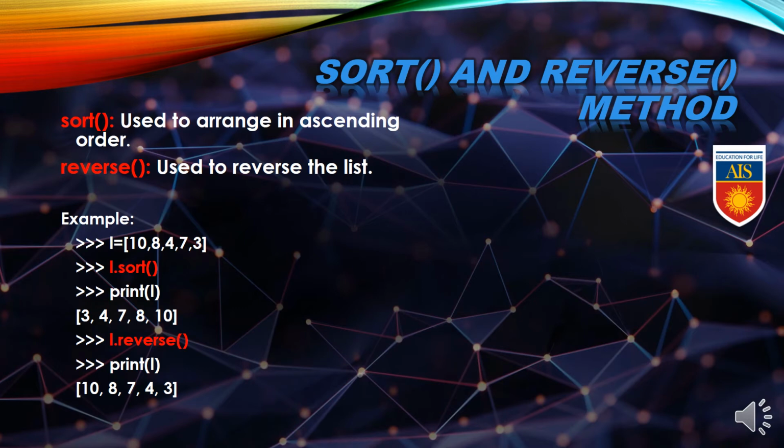As we came to know, in sort, ascending is the default order. That's why it will start printing from the lowest to the highest. That's why 3, 4, 7, 8, 10. L dot reverse is just the opposite of that. It will print the things in the opposite mode. That means descending order, highest to lowest.